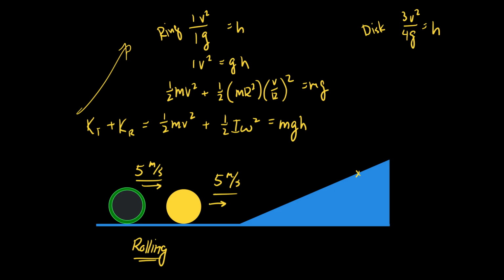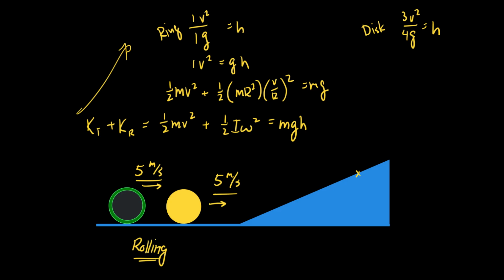So why does the ring go further up the ramp than the disk? Go ahead. Since it starts with the same rotational velocity, and rings are harder to change compared to disks in terms of inertia, it takes more time for it to stop rolling as fast. That is an excellent way of putting it.